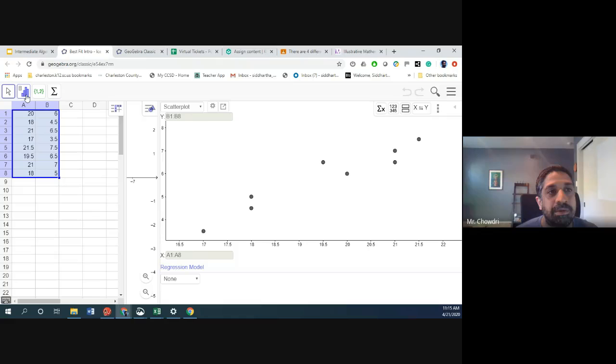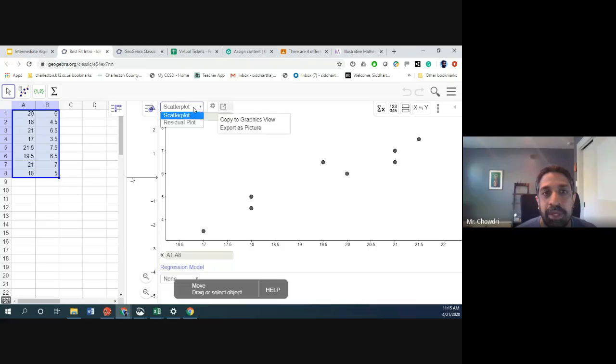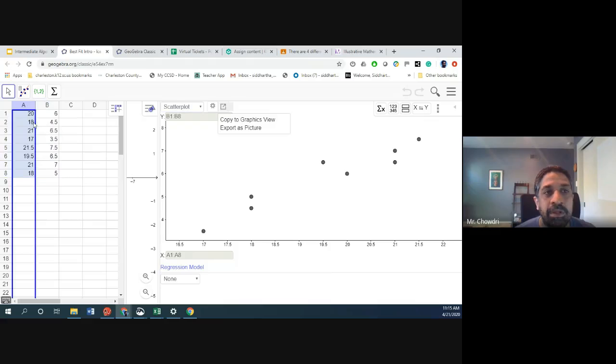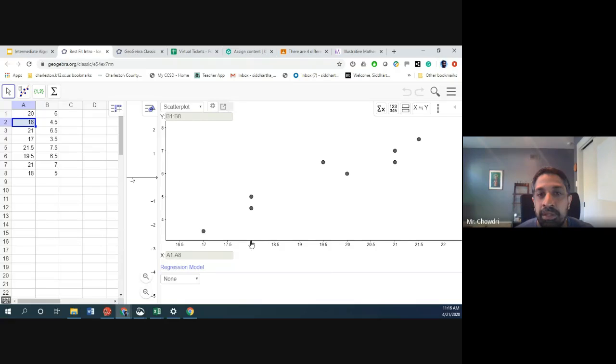And then you'd click on this button right here, and then you'd go to variable analysis, and it would plot it like this. It would give you a scatter plot. And so this is the scatter plot. So you can see, right? So point 20 and 6, that's this point right here. And then 18 and 4.5 is here. And then there was also an 18 and 5. So all of these points represent what was there.